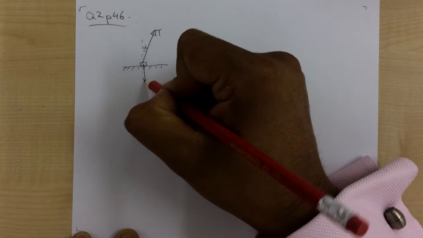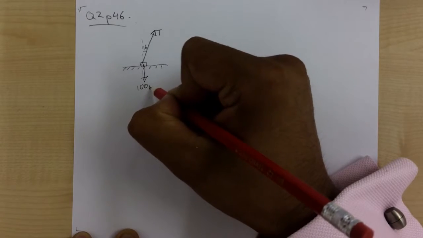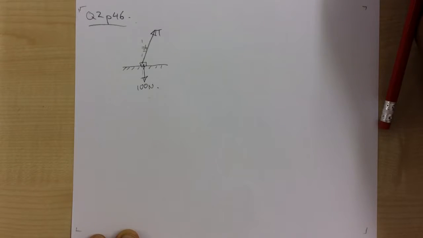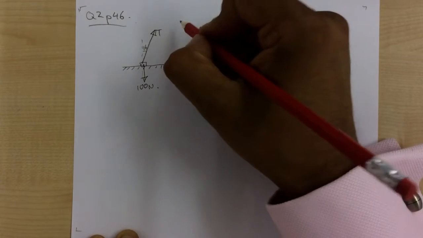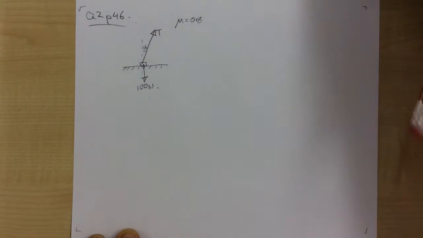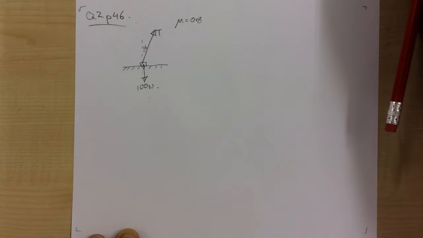Okay. Now, what's the weight of the toy? 100 newtons. So it's quite a heavy toy, 10 kg. 100 newtons going down. If the coefficient of friction between the toy and the ground is 0.8, so let me just write that in, mu equals 0.8 for this surface, and the toy is in limiting equilibrium, find the tension in the string.